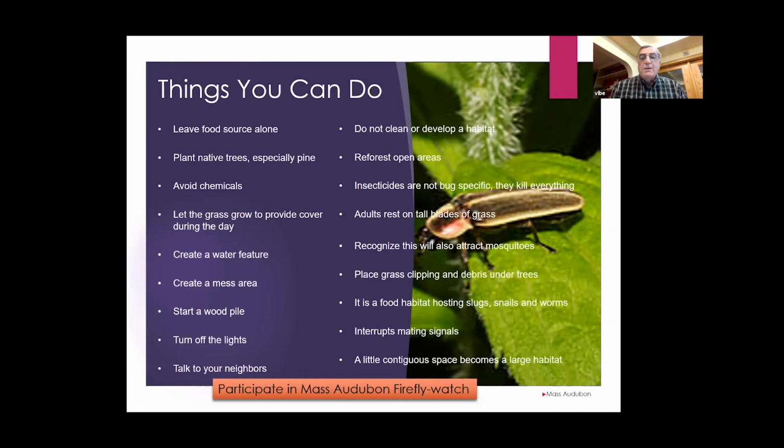Again, avoid chemicals. Peter keeps saying that. Insecticides are not bug specific. They kill everything. This is a hard one at home. Nobody does that. I'm not going to do it. Let the grass grow. They live in the grass.